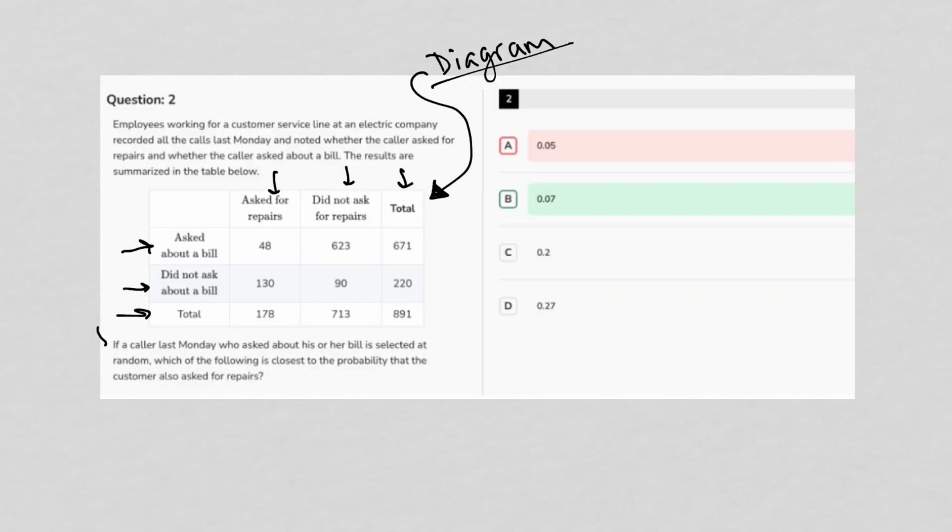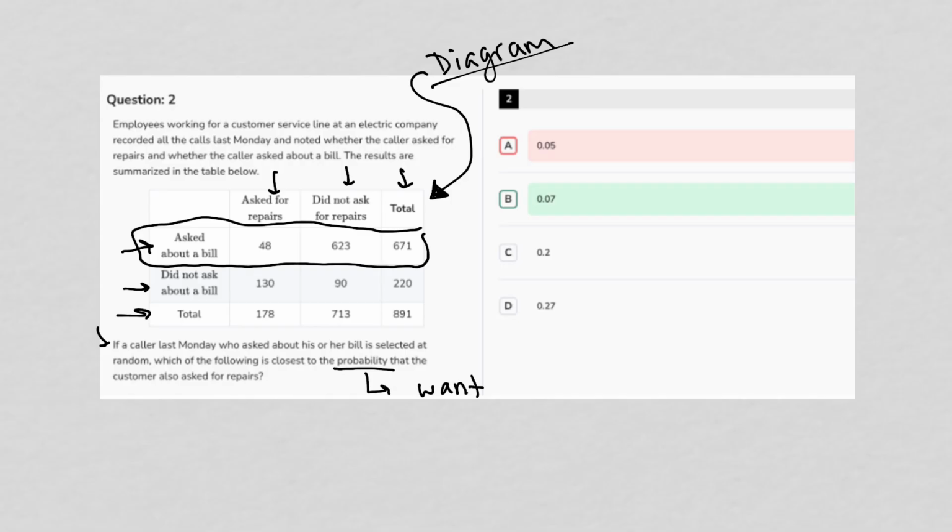The question goes on to say, if a caller last Monday who asked about his or her bill is selected at random. Okay, so if you're asking about a bill, that means we're in this first row. Which of the following is closest to the probability? The word probability on this test means what you want divided by the total, or divided by what you have. So which of the following is closest to the probability that the customer also asked for repairs?